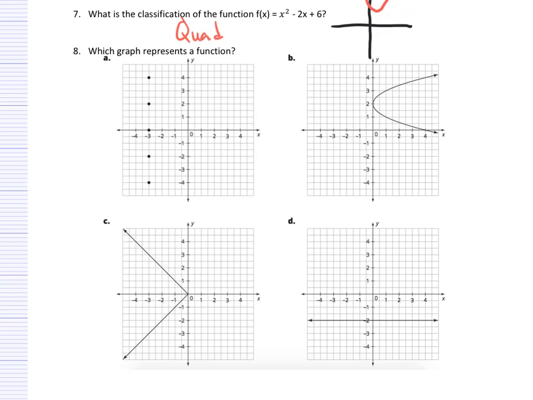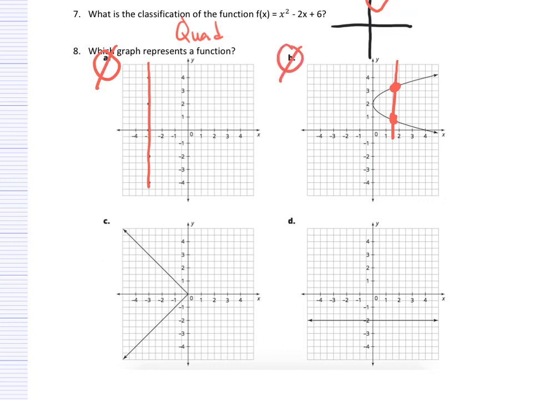On number 8, which graph represents a function? Now remember, this is the vertical line test. If I can draw a vertical line and only hit once, it is a function. On part A, if I draw a vertical line, I hit once, twice, 3 times, 4 times, and 5 times. So this one is not a function. On part B, if I draw a vertical line, I could draw one right here and I hit twice, which means not a function either.